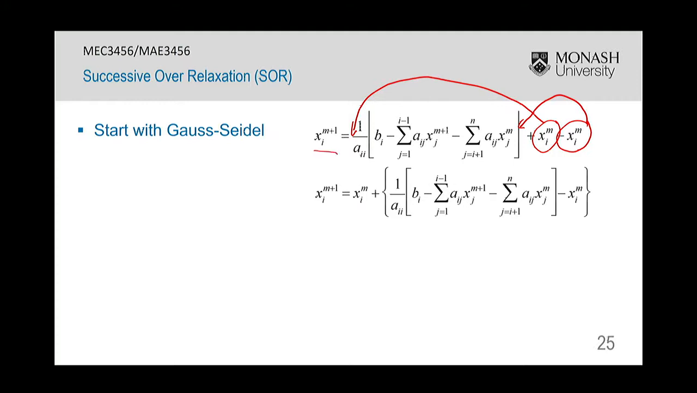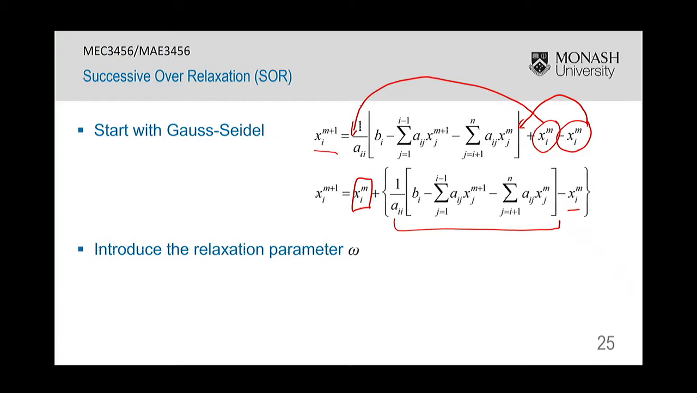xim plus 1, the new guess, the new iterate, is equal to the old iterate, plus this thing here, and that is just the normal Gauss-Seidel iteration, but we're going to subtract from it our current guess. So we haven't done anything except add a couple of terms and rearrange the equation. So far everything looks pretty much exactly the same as Gauss-Seidel.